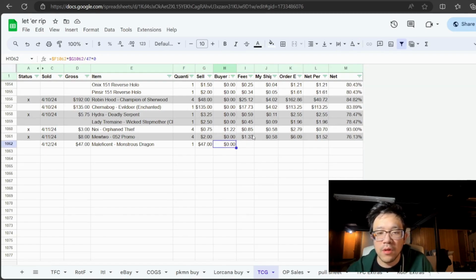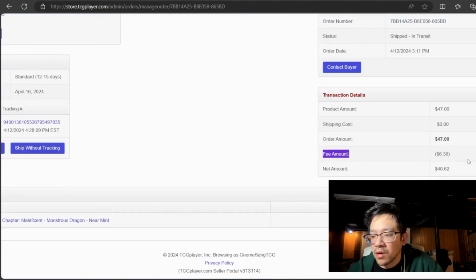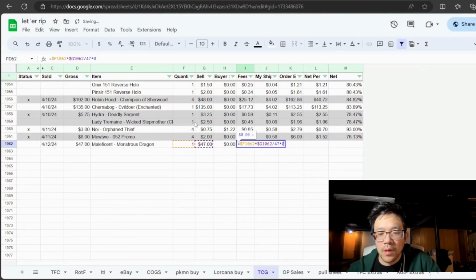My fees here: TCGPlayer does have a set system for fees, but it's a little frustrating because part of it is a percentage based on sales tax, and the sales tax is based on the state that the buyer is buying from. And so I don't have a good way of automating this cell. It's not really that big of a deal. All I have to do is just click back. Okay, the fee amount here was $6.38. And so I'm going to take this same formula and replace the 0 shipping with $6.38.